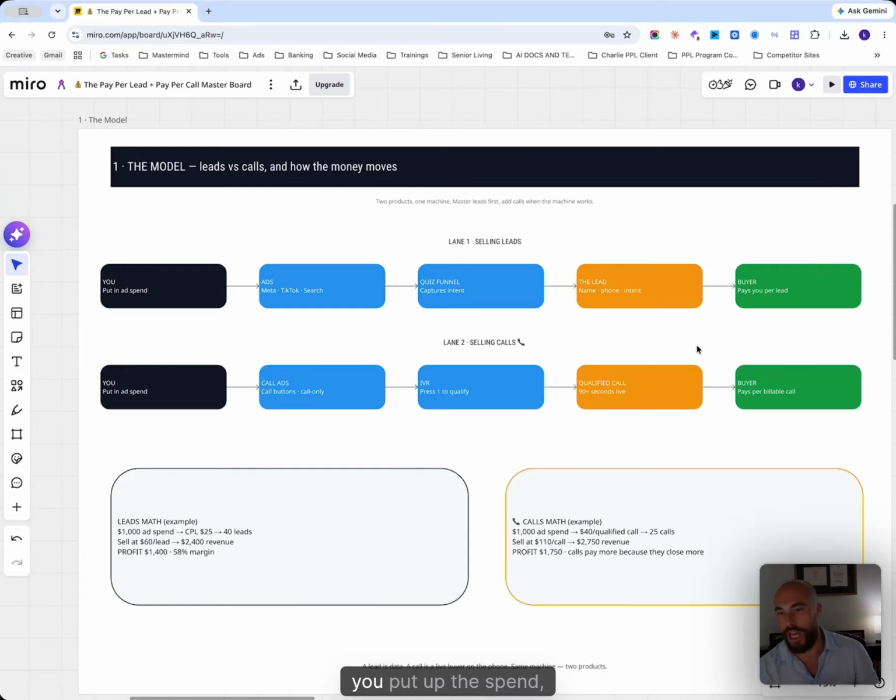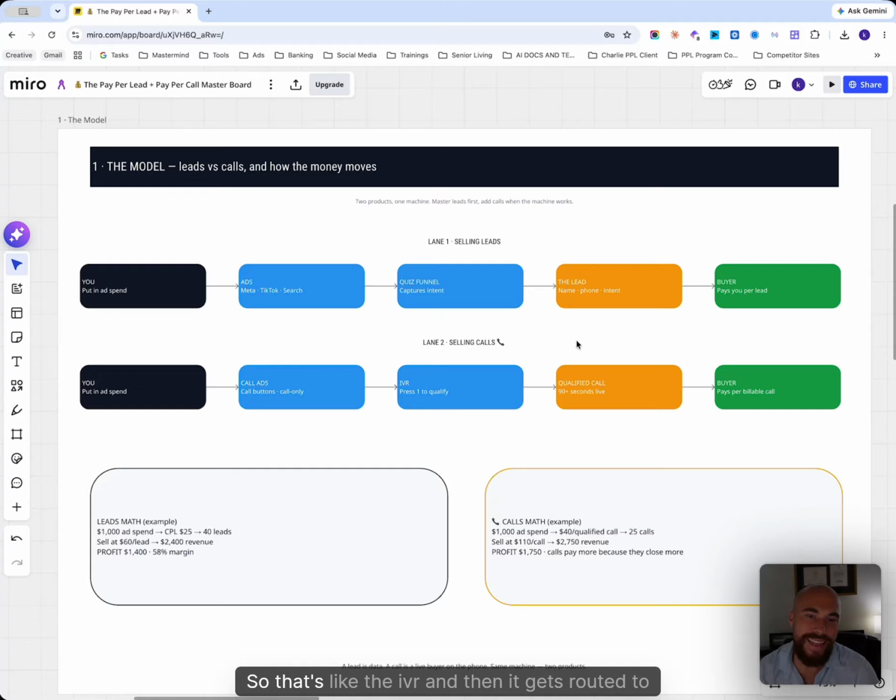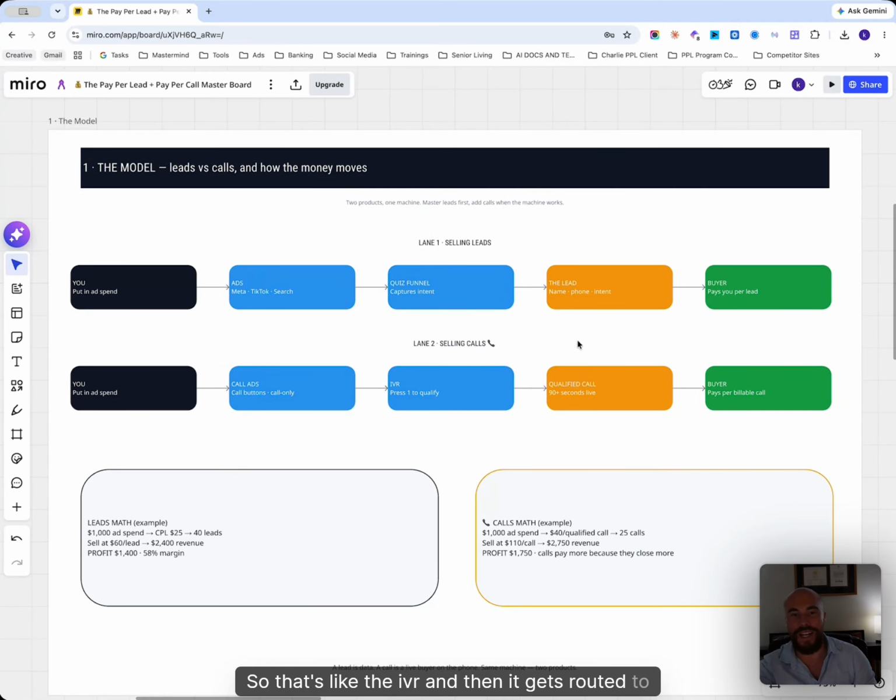So for instance, you put up the spend, then you run call ads, which are call-only buttons. I'm sure you've seen the little QR codes on YouTube ads. You might see stuff on Google My Business profiles, things like this. This is a call-only ad. Then it routes to what's called IVR, right? IVR is where it's like, press 1 to qualify. Stuff like that. So that's the IVR, and then it gets routed to the buyer.